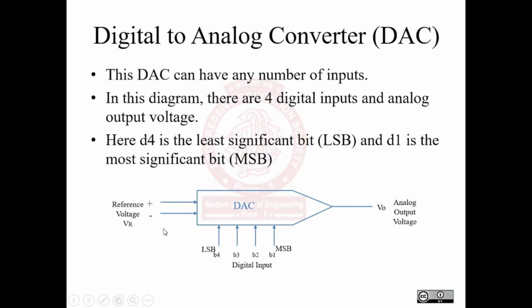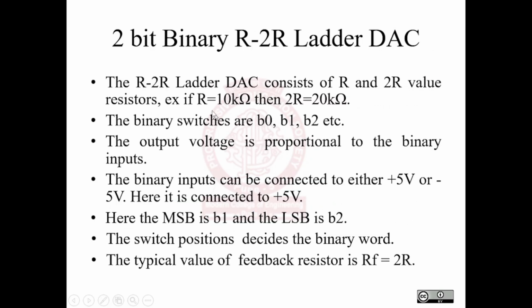This is the block diagram of D to A converter wherein we have the reference voltage. Then these are the digital inputs. They are binary inputs, B1, B2, B3, B4. B1 is the MSB, B4 is the LSB, and they are converted into an analog output voltage VO. So the digital input bits are converted into an analog output voltage. We will discuss the 2-bit binary R2R ladder DAC.